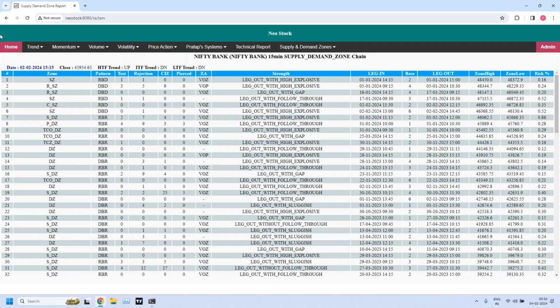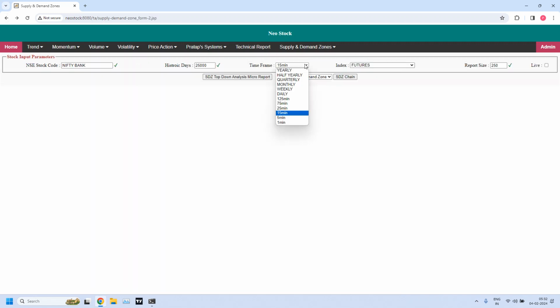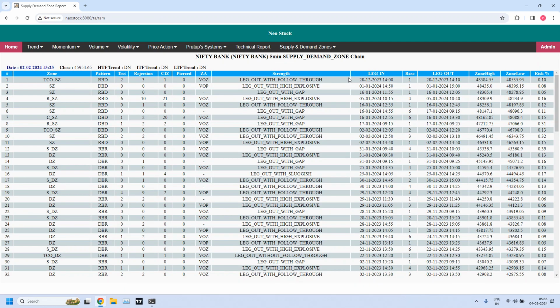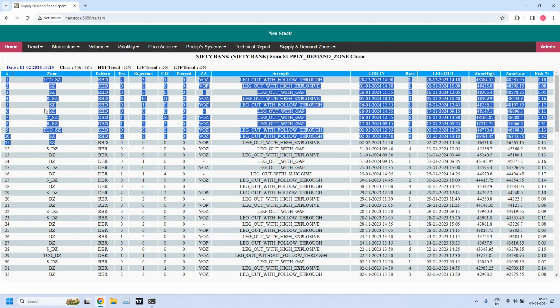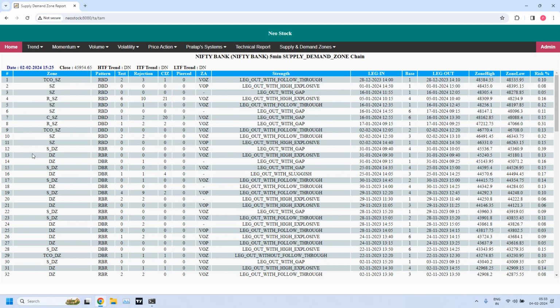So this is the 15-minute zone and the last one is 5 minutes. Let us change the time frame to 5 minutes. Let me generate the chain. So these are the 5 minutes demand and supply zones. How many supply zones are there actively? 11 5-minute supply zones are there. Probably all these were created recently. And the first available demand zone, the 12th one, is a high liquidity zone, but it is a fresh zone.